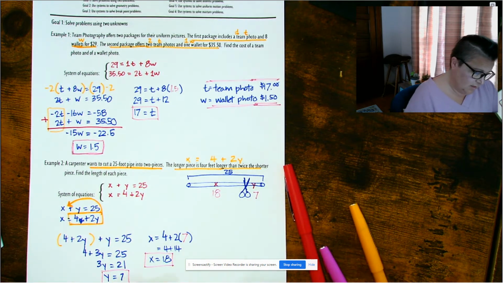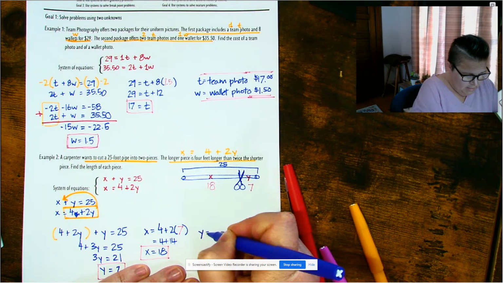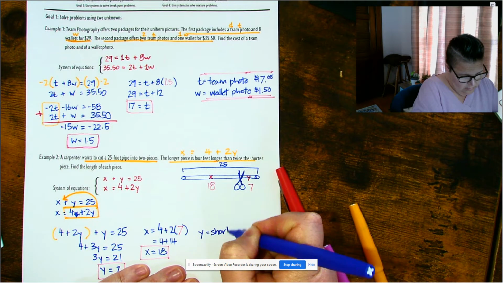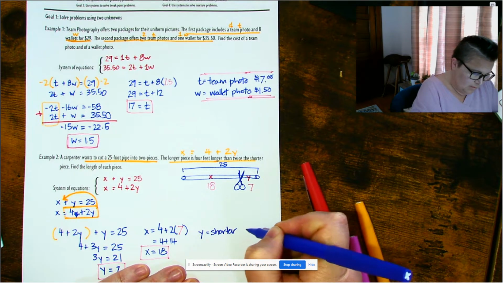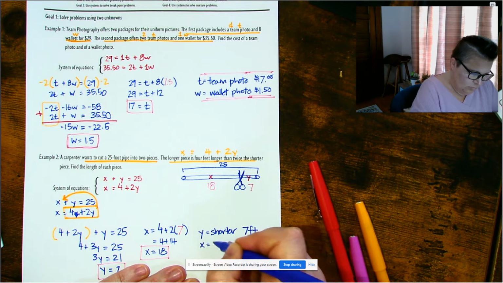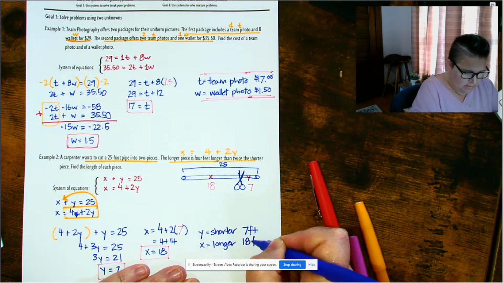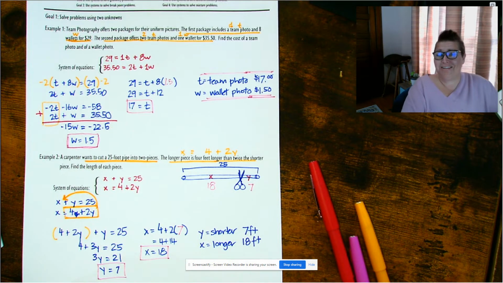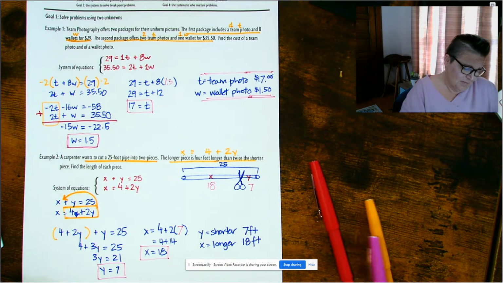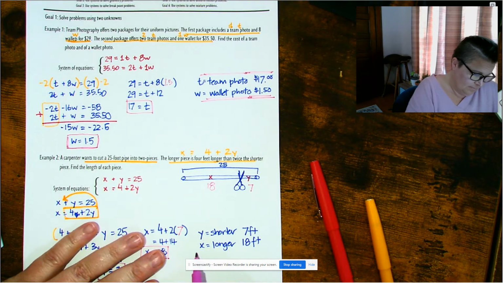I was supposed to find the length of each piece. So y is the shorter, and that's going to be 7 feet. And x was my longer, and that's going to be 18 feet. I can check this real quick too, because 7 feet plus 18 feet is indeed 25.